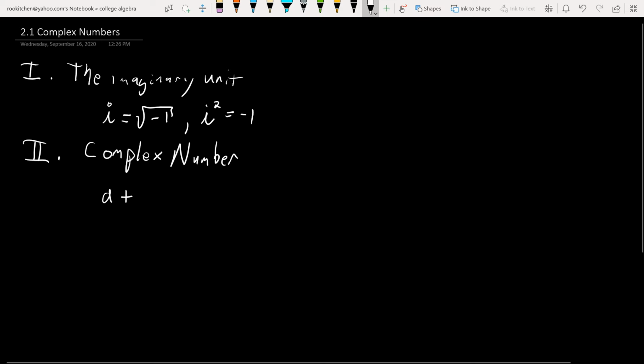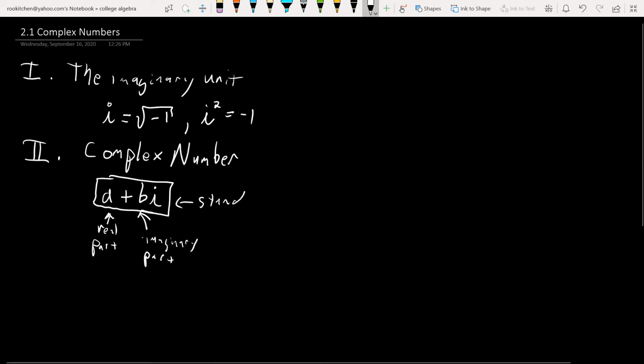A complex number is some number a plus this other imaginary thing, bi. The a is called the real part. The b is the imaginary part. Whenever we deal with complex numbers, we want to write them in this form, and this form, a + bi, is called the standard form.